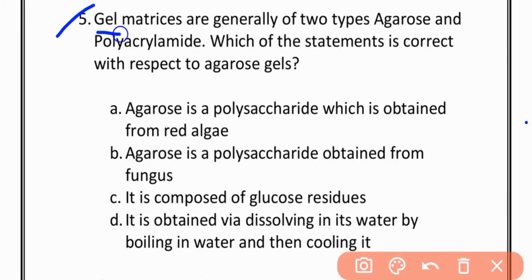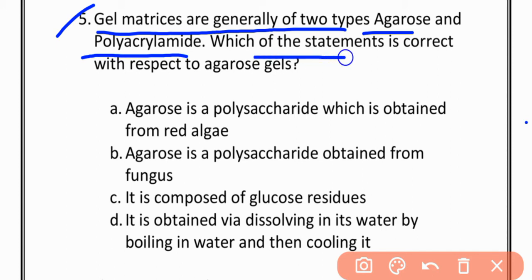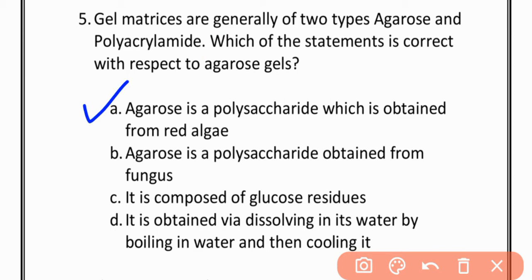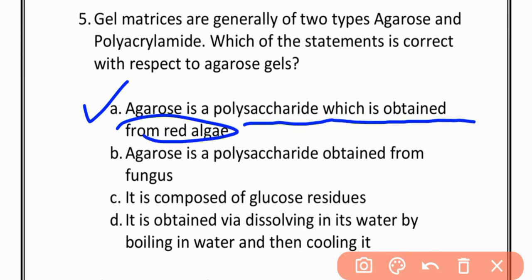MCQ number 5. Gel matrices are generally of two types. One is agarose and second is polyacrylamide. Which of the following statements is correct with respect to agarose gel? A. Agarose is a polysaccharide which is obtained from red algae. B. Agarose is a polysaccharide obtained from fungus. C. It is composed of glucose residues. D. It is obtained by dissolving in water by boiling and then cooling. The correct option is option A. Agarose is a polysaccharide which is obtained from red algae.